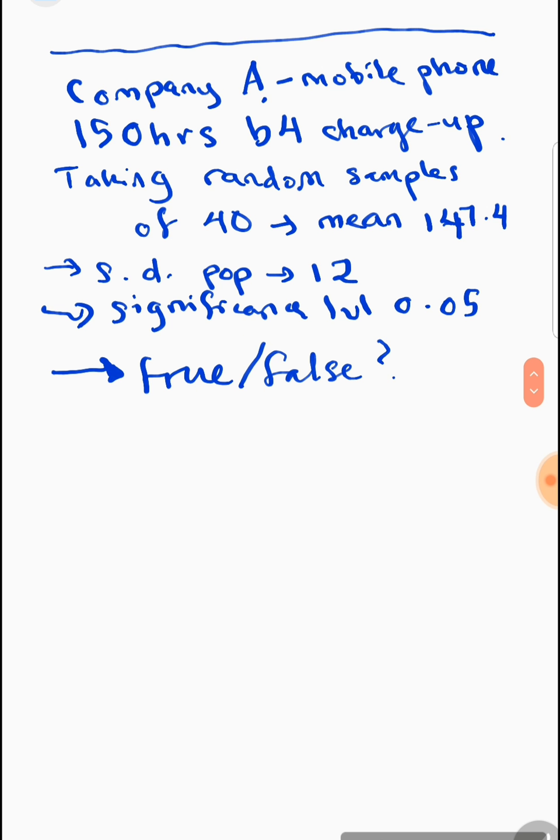So again, when we talk about this, you see this company claims that the mobile phone has 150 hours before the next charge up. So it says now that they take a random sample, that is 40, alright, and based on these 40 samples, they produce a mean of 147.4. So see to that this mean of 147.4 is referring to your samples, yeah? That's your sample mean. And now what they give you is the standard deviation for the population of 12, significance level of 0.05, all right?